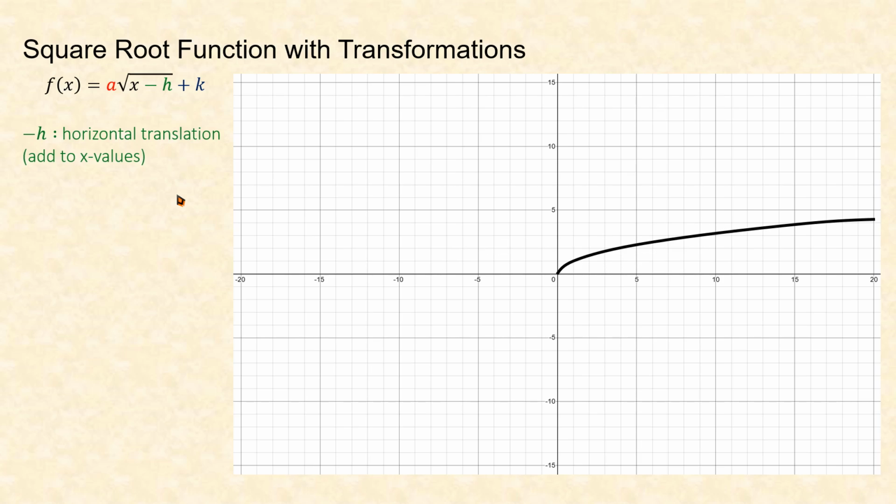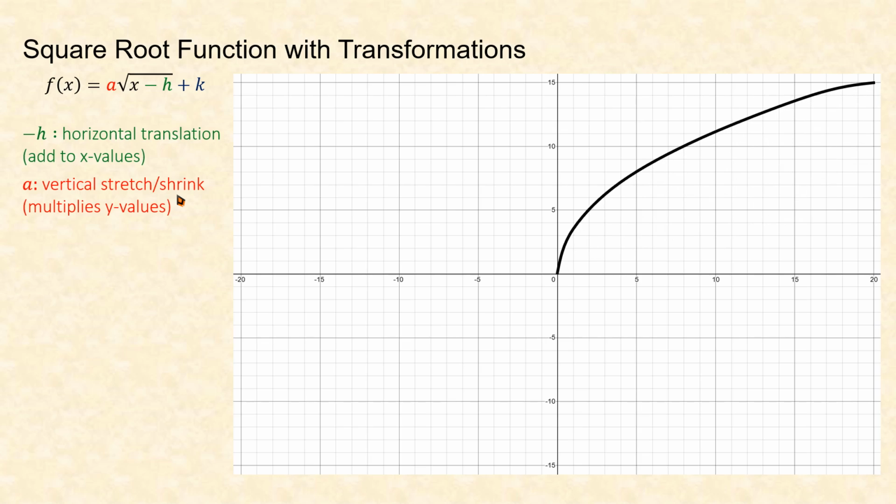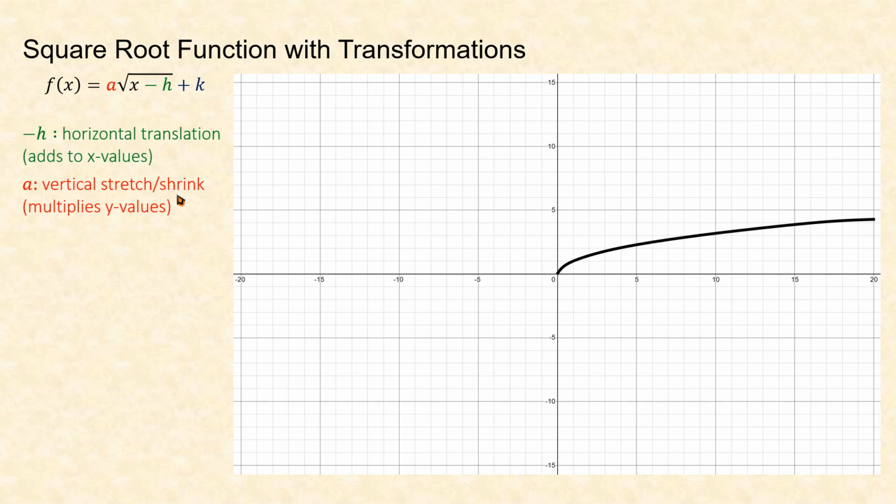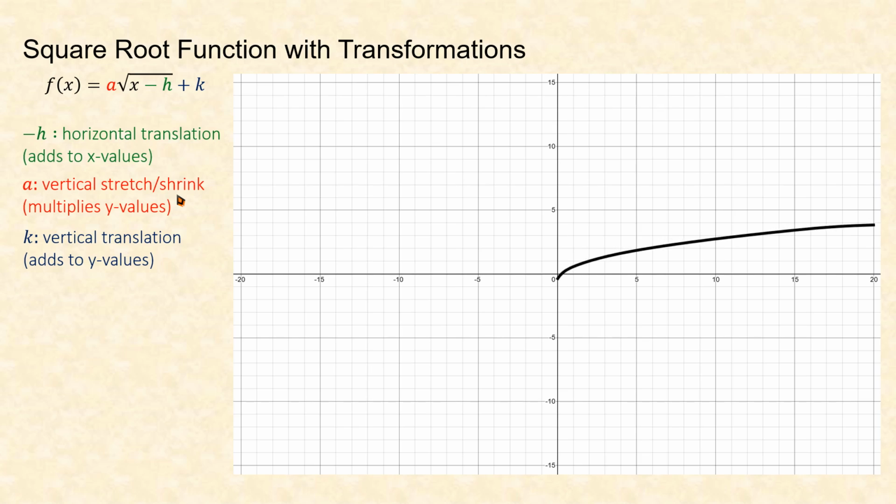The next one would be a. Remember, it's important that you do this in order, otherwise it's going to mess up your graph. The next one you do is a, and a is the vertical stretch and shrink, and also the reflection. Right. What you do is you multiply your y values by a. That's what it does. Right. It stretches it out or shrinks it. And then k is the vertical translation, which is to move it down or up.